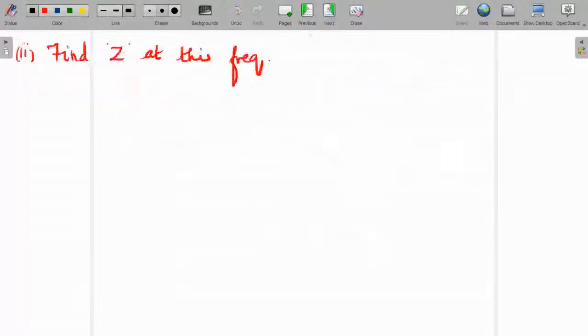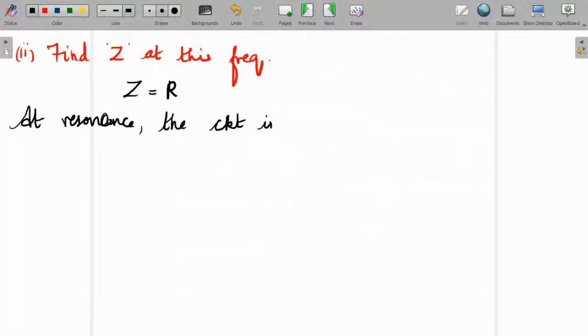Next, find Z at this frequency. Yes, what about impedance at resonance? Impedance is equal to R, resistance, because at resonance the circuit becomes a purely resistive circuit. Right? So our Z will be equal to the value of resistance, which is 20 ohm itself.